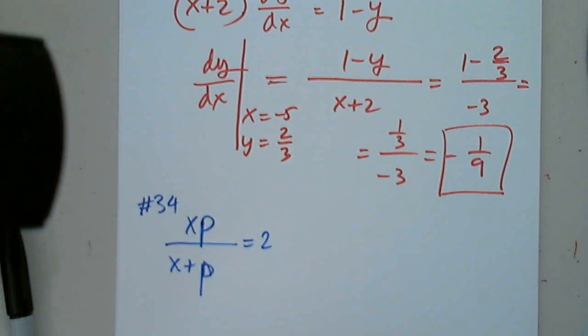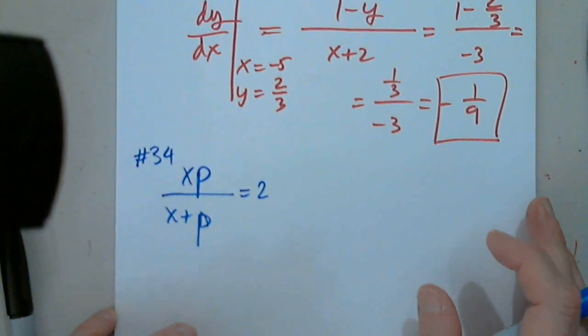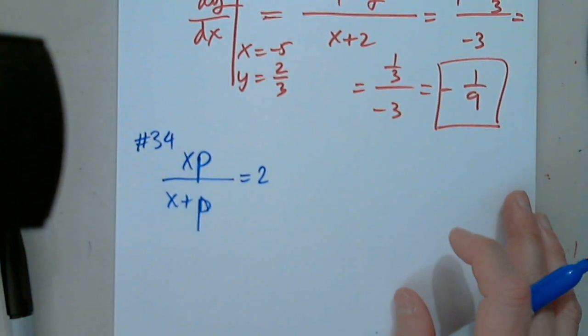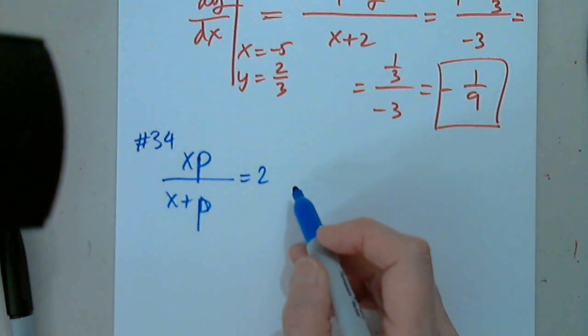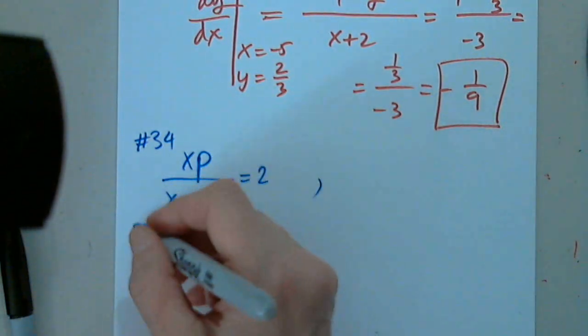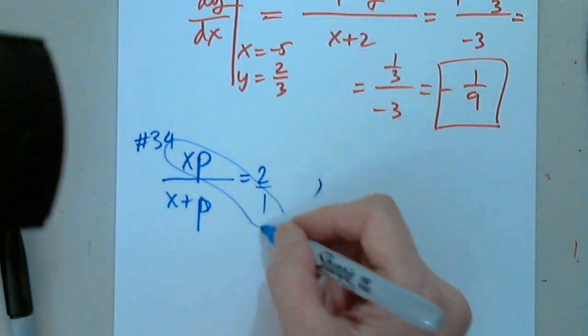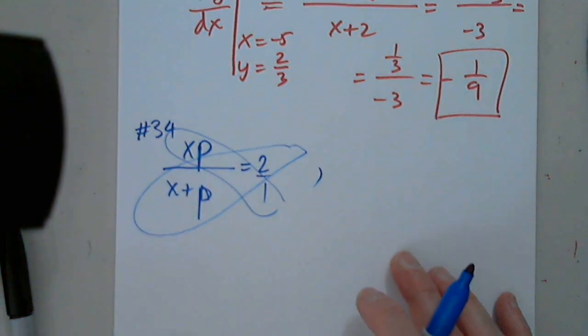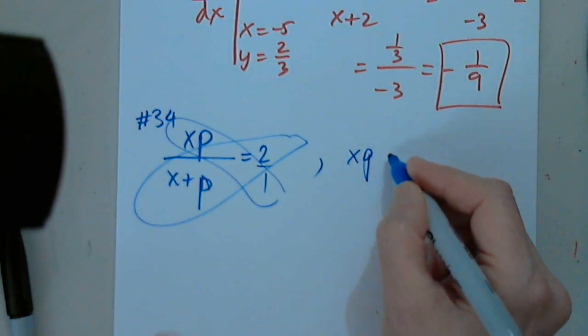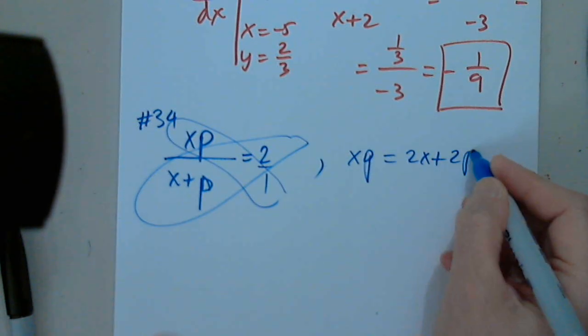There is no need to talk about logarithmic differentiation. In logarithmic differentiation, we apply the log first and then differentiate. So there is no need for that. So I'm happy with what we're doing here, just the implicit differentiation. So first we cross multiply. This is over 1. This product equals this product. So xp equals 2x plus 2p.